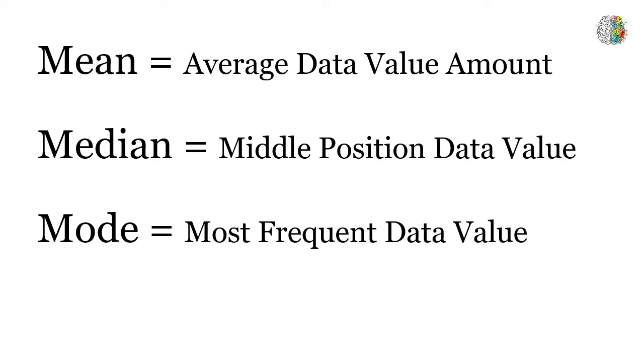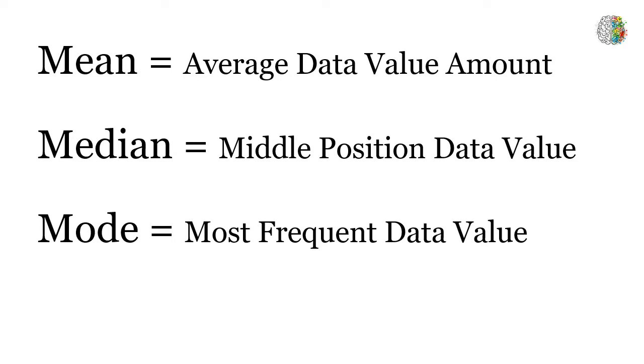The mean is the average data value amount. This is going to be the center value when you add up all of the data values. The median is the middle position data value. This is the data value that sits in the middle of your data. And the mode is the most frequent data value, or the value that repeats the most in your experiment.